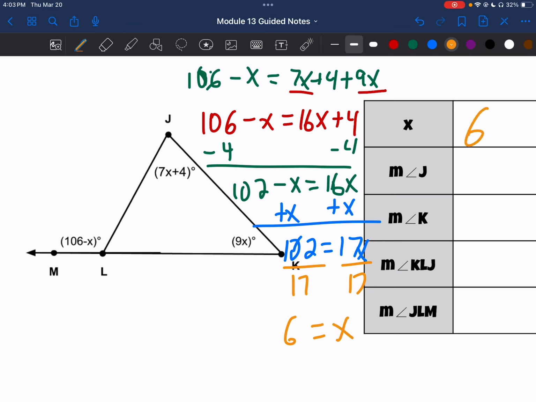to x. All right, so now the measure of angle J. We've got 6 times 7 plus 4. 6 times 7 is 42, plus 4 is 46 degrees. Angle K, 9 times 6 is 54 degrees. Angle KLJ, so starting at K, going to L, going to J. Angle KLJ, 180 minus 46 minus 54 gets me 80 degrees.